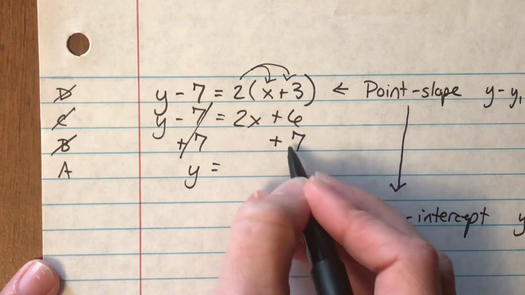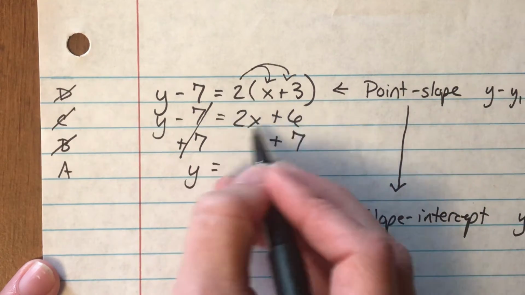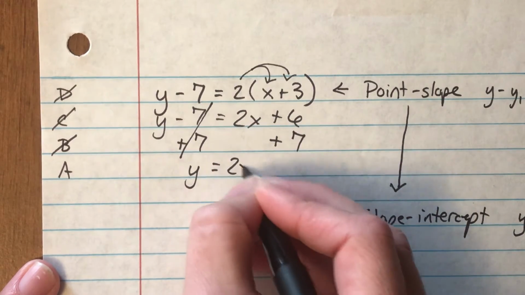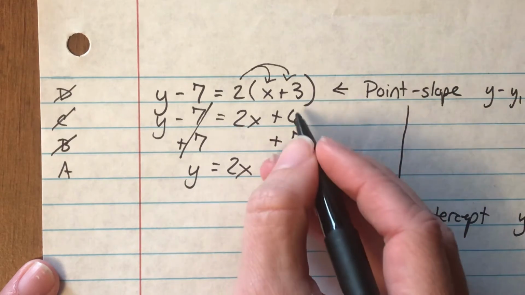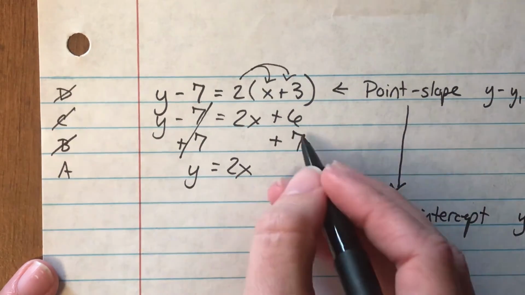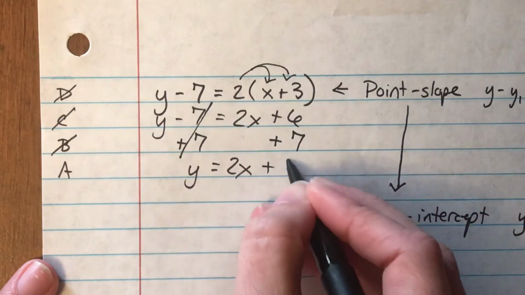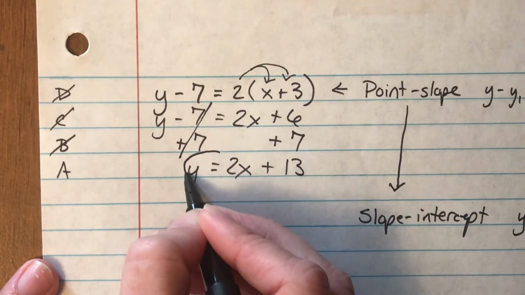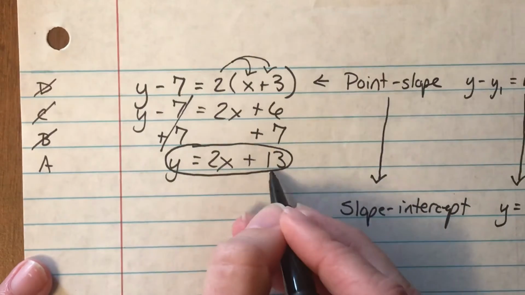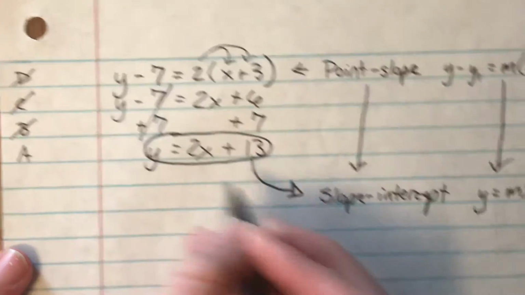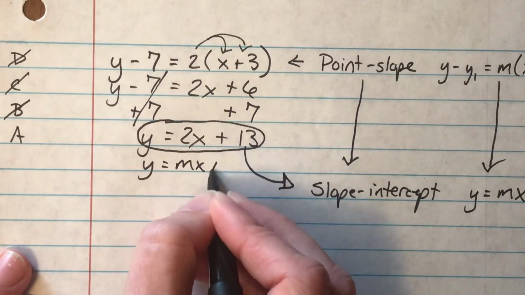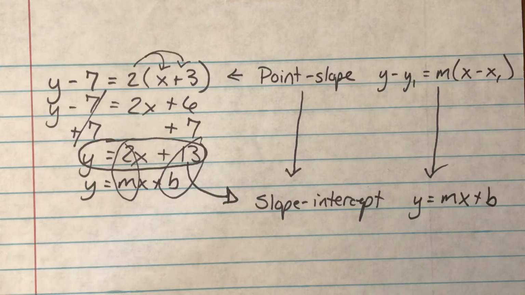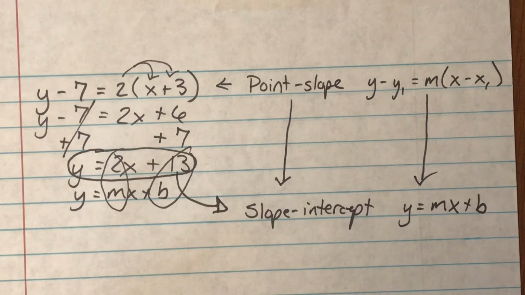On this side, the number 7 will not add to 2x, because with an x these are not like terms, so we just bring down the 2x. But we do add our numbers, 6 plus 7, which gives us 13. So the answer, in slope-intercept form, is y equals 2x plus 13. Notice this is in y equals mx plus b form now, where 2 is the slope and 13 is the intercept. Take a second, make sure that makes sense to you.